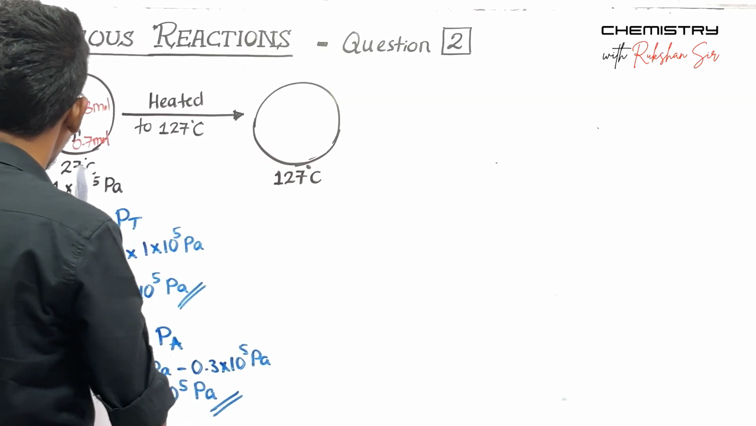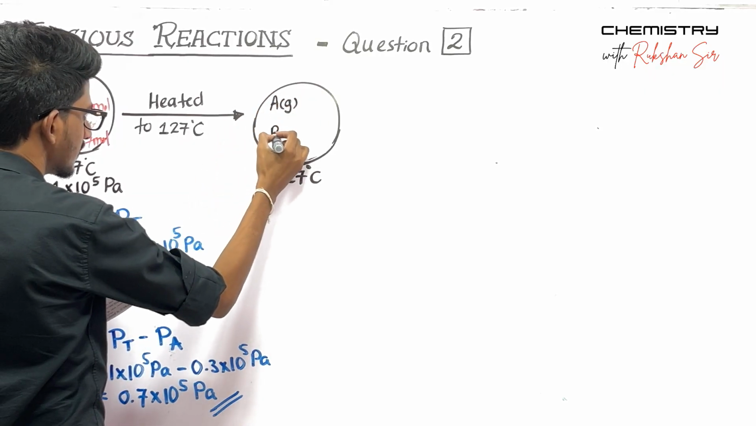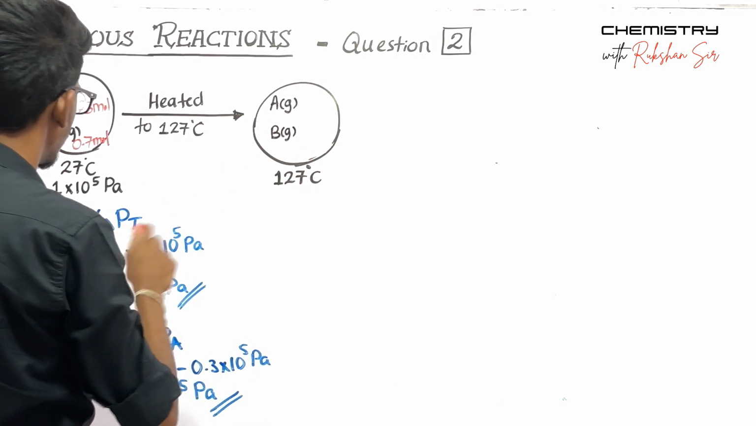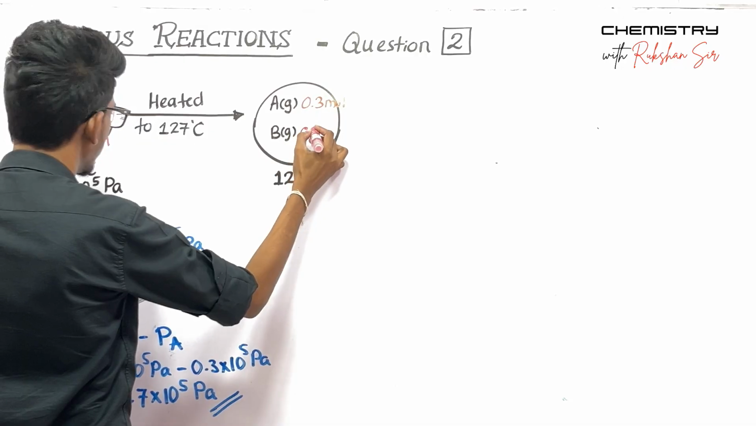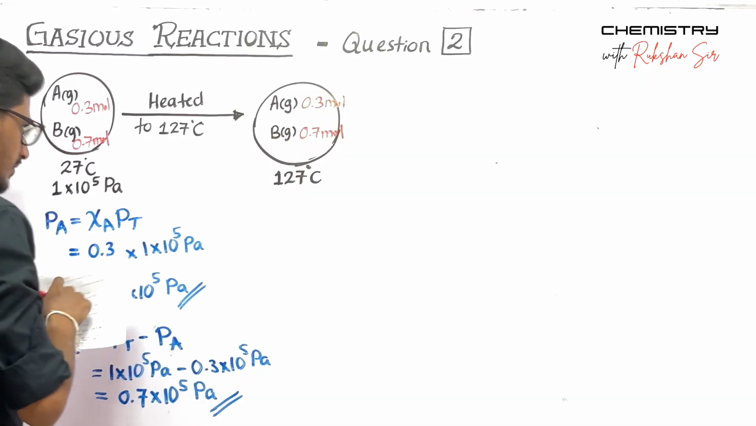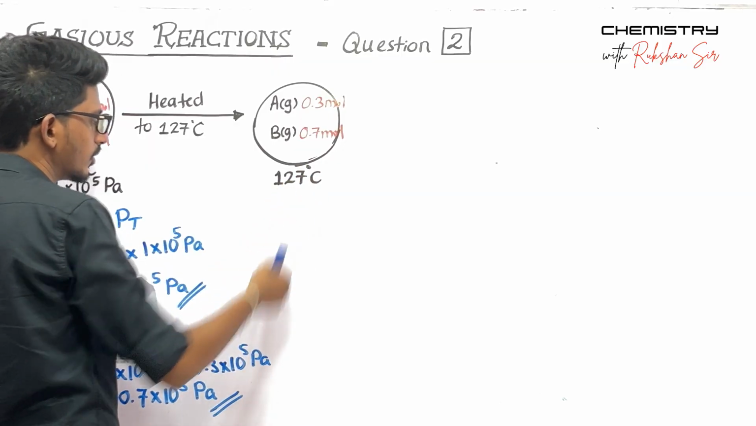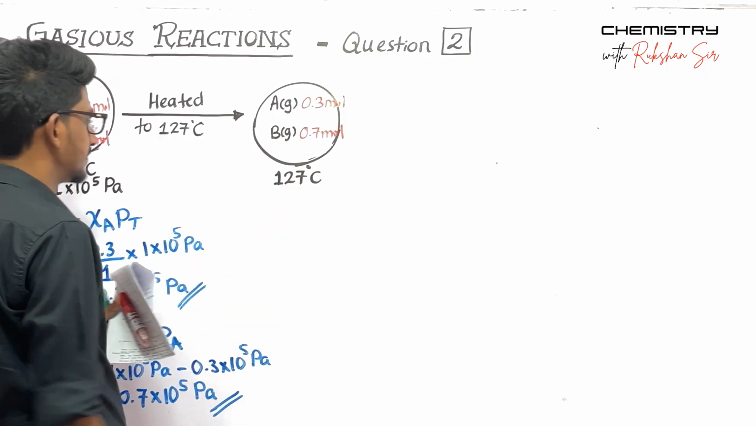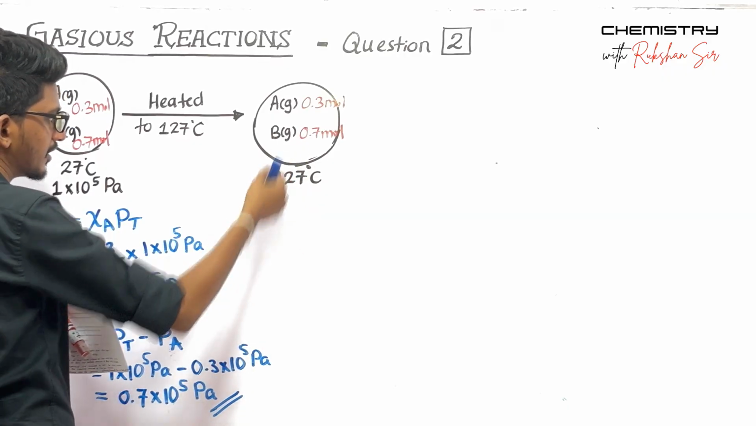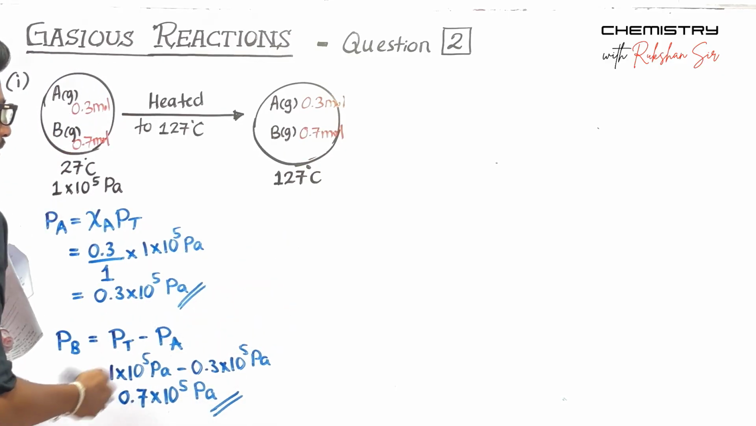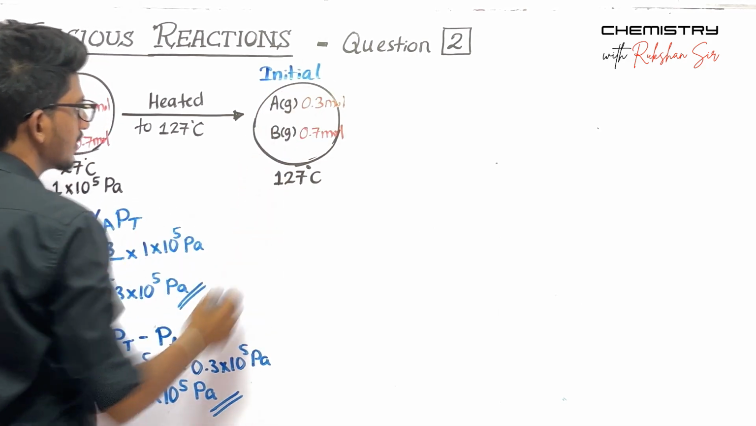There the A gas and B gas still appear before the reaction. So 0.3 moles of A and 0.7 moles of B would appear before the reaction at 127 Celsius, an instant, a millisecond before the reaction. After the system is heated to 127, a millisecond before the reaction, the system would look like this. That is referred to as the initial state at 127 Celsius.